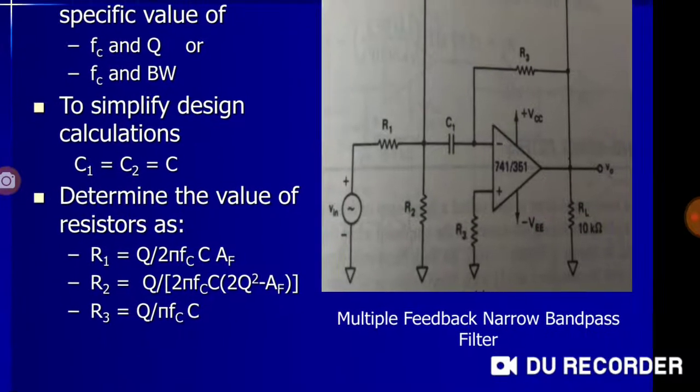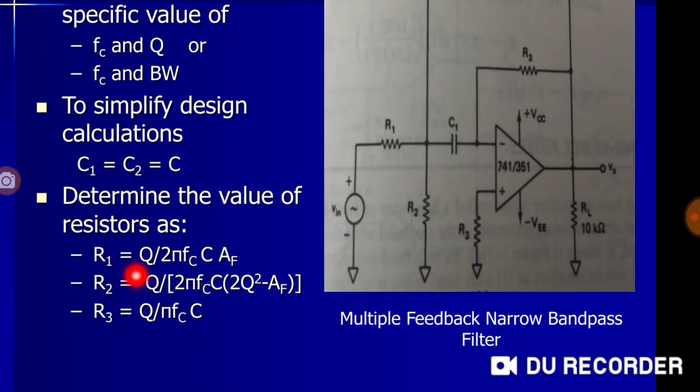The formula that we use is R1 is equal to Q by 2 pi FC C times AF. Here AF is not the passband gain. AF is the gain at the center frequency. We do not have a passband gain over here. Rather, when the output voltage is maximum, it peaks at the center frequency, so we'll have the maximum gain AF at the center frequency. So AF is the value of the gain at the center frequency.